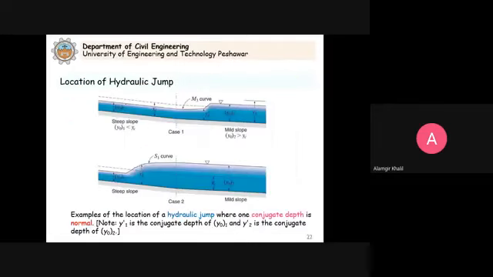Clear? Now this is actually an example given in your textbook where we are interested to calculate the location of the hydraulic jump.